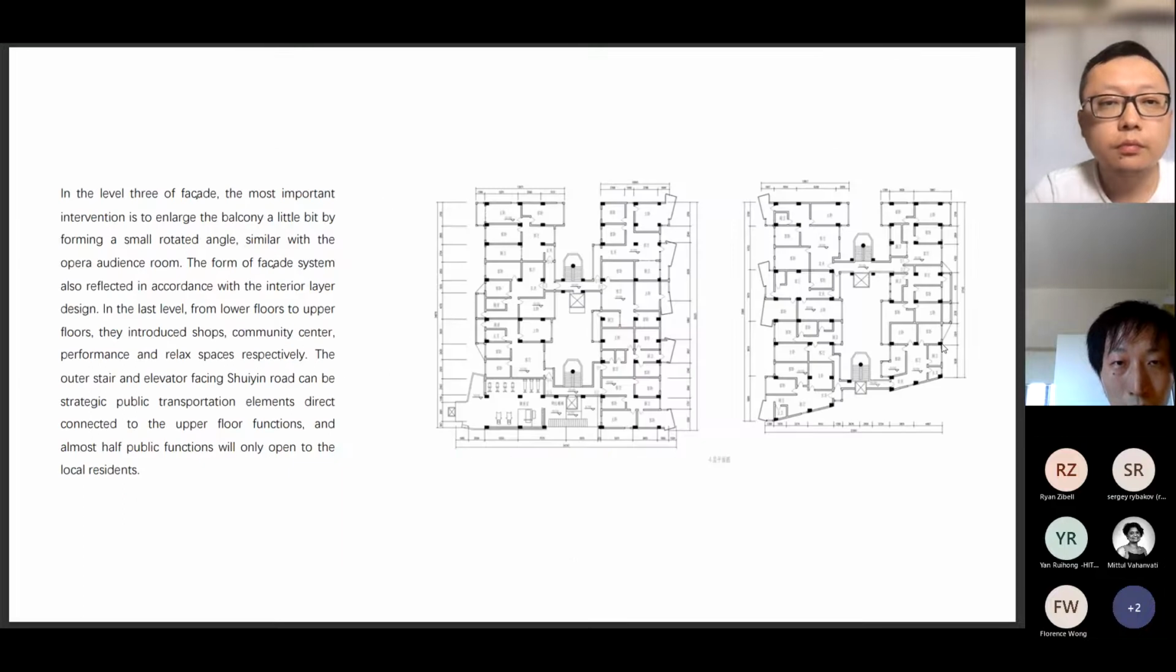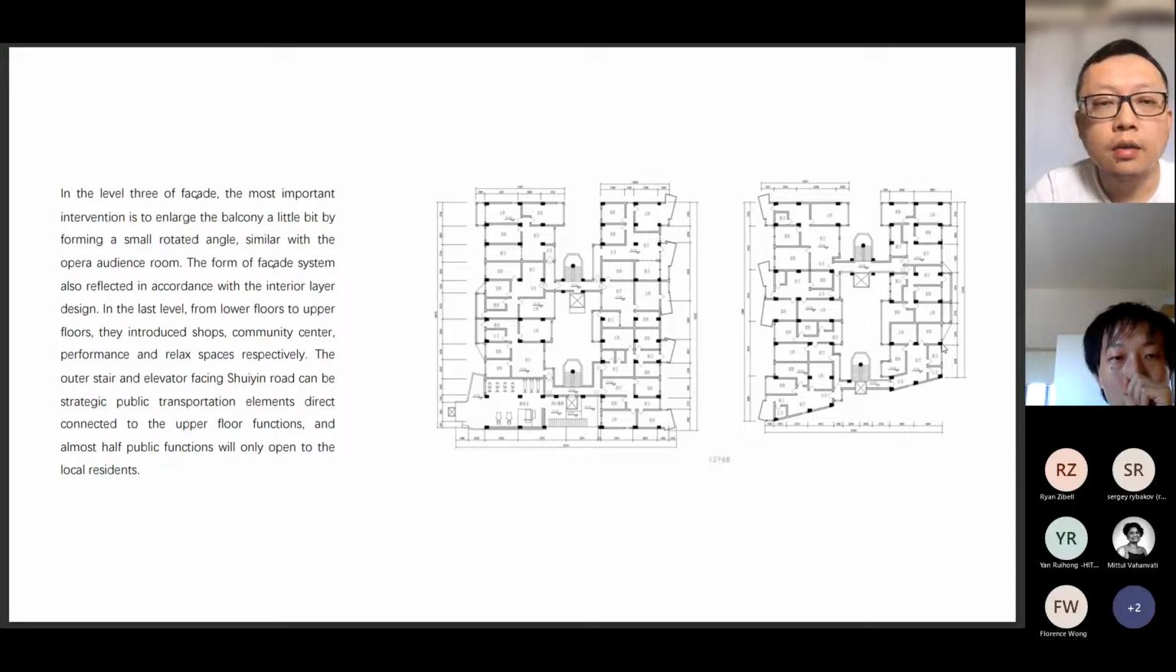Next slide, please. At the facade level, the most important intervention is to enlarge the balcony a little bit by rotating it at small angles. Then they create a kind of communication space between the residents inside the neighborhood, because most of the residents here have a music education background, so they have a good desire to communicate with each other. Also, when we chose this site, it was the most serious period of COVID-19, so we were trying to strengthen the communication linkage between the residents inside.